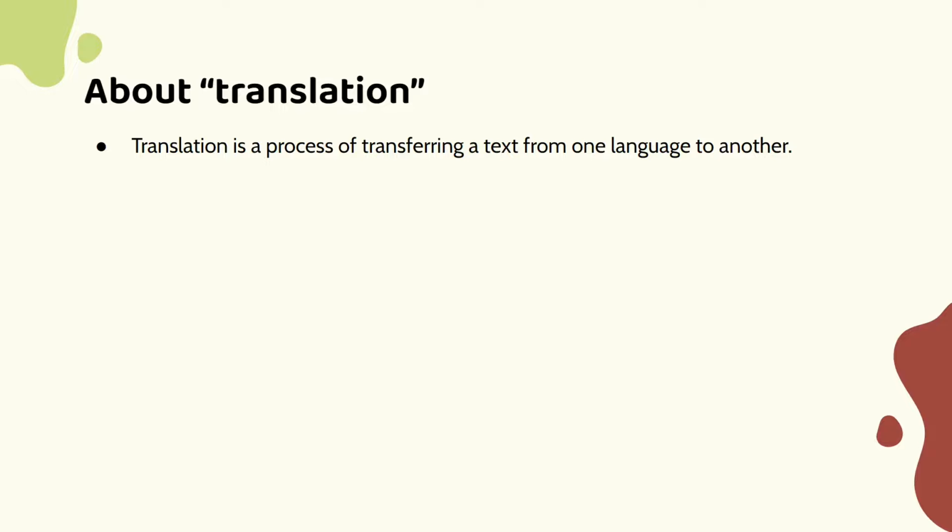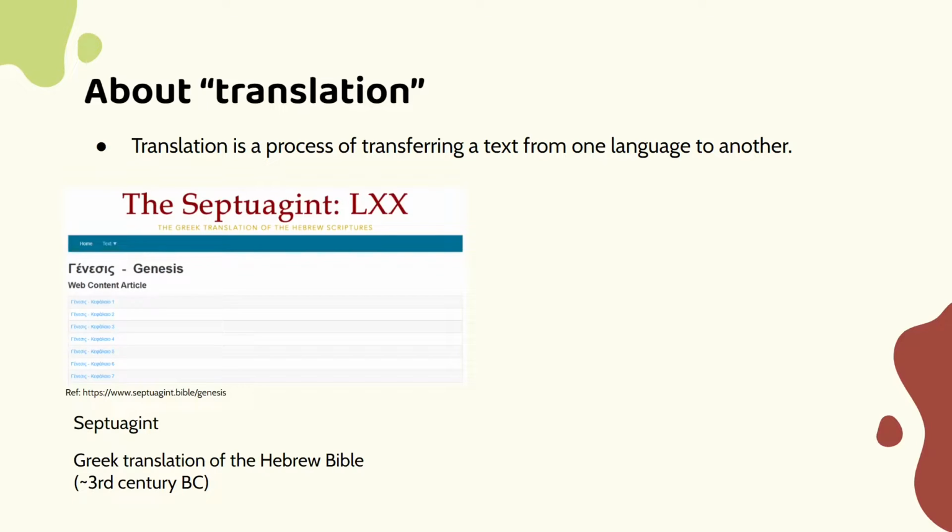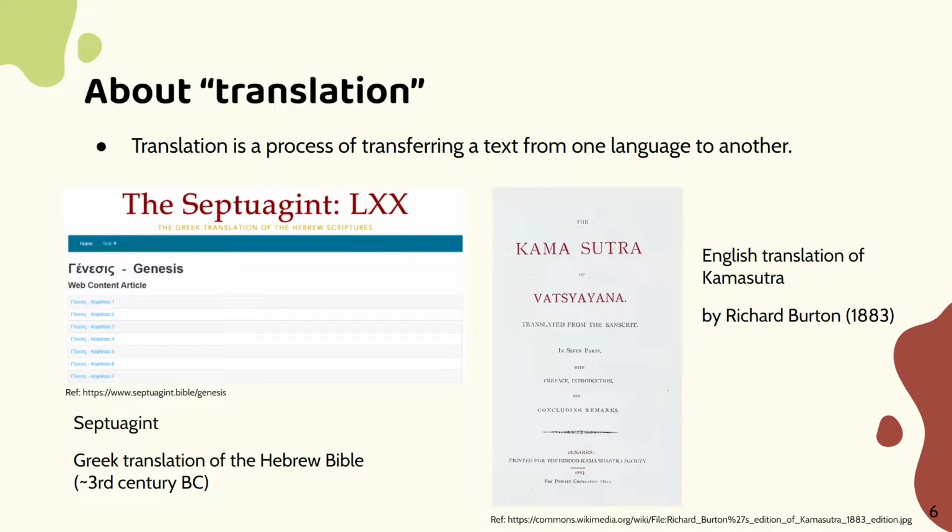So let's talk about translation in general first. To put it simply, translation is the process of transferring the meaning of text from one language to another. It's what people have been doing and dealing with for a very long time. Like we have the Greek translation of Hebrew Bible since the 3rd century BC. We have first English translation of Kama Sutra in 1883, even though it was illegal at the time. Or we have Harry Potter books in various languages in our present day, and so on. So translation is not a new thing at all.